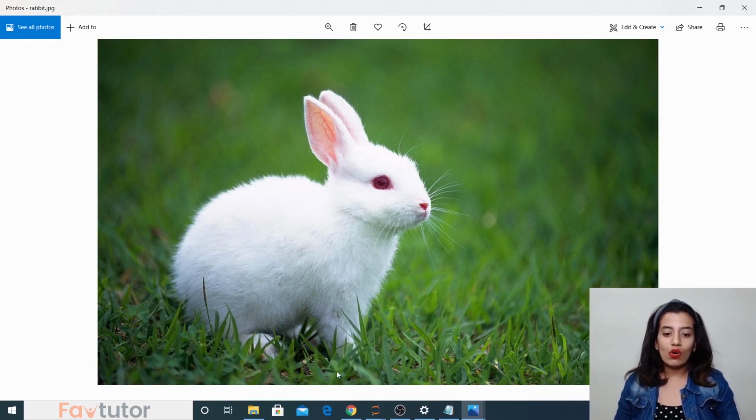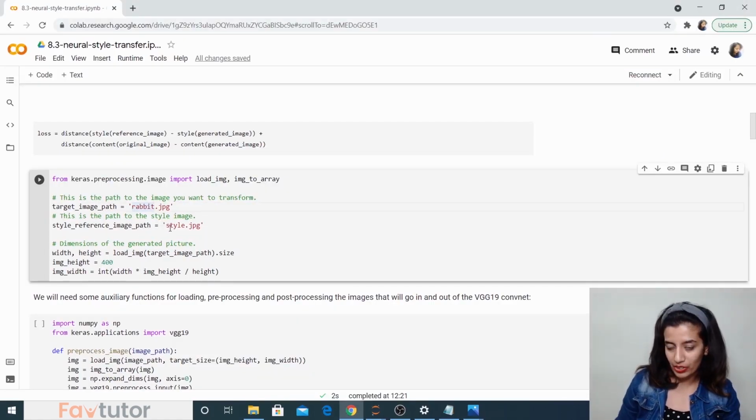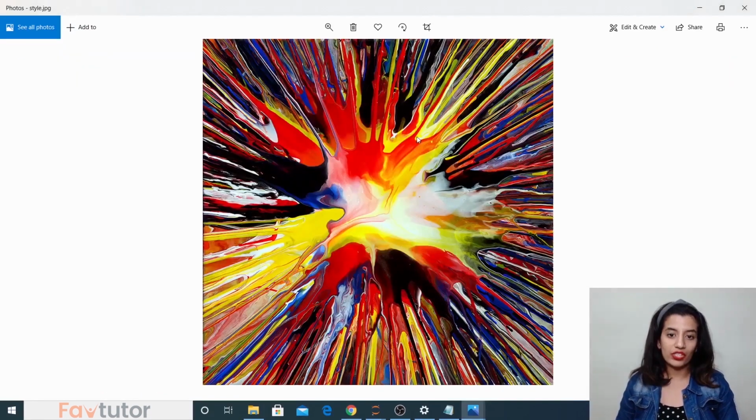Next I have the image which is called the style image. So what is my style image? You can observe that this is the style image. Basically I want to merge this style with that content. That means I want to apply this style to the content image without changing the content of the image. So this is very, very important.